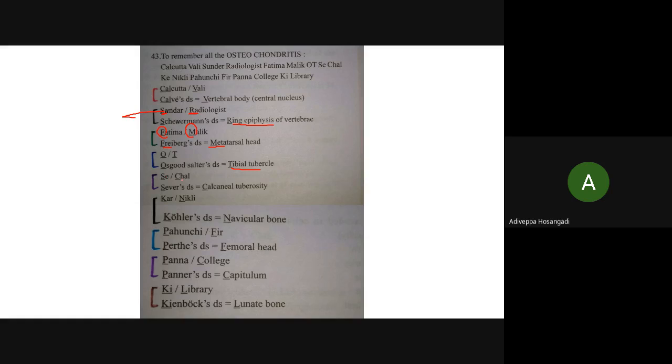OT से चल: SE is Severs, चल is calcaneum. निकली: Kohler's, navicular bone. पहुंची: Perthes, P for Perthes, F for femoral head. पन्ना: Panner's, capitulum. Keinbock's, library, L is for lunate bone. I will show you this slide once again, but before that I will show you some interesting x-rays.